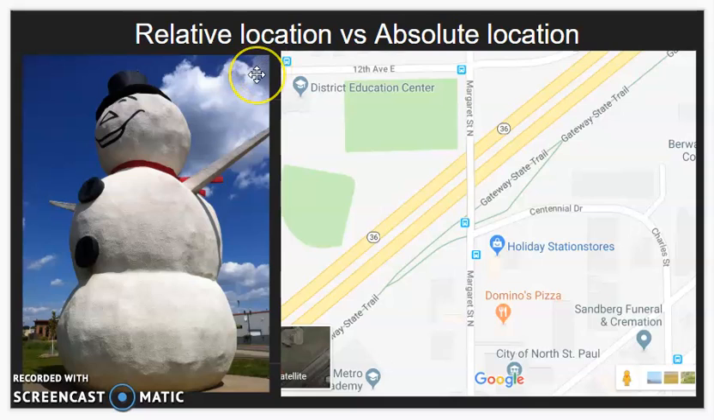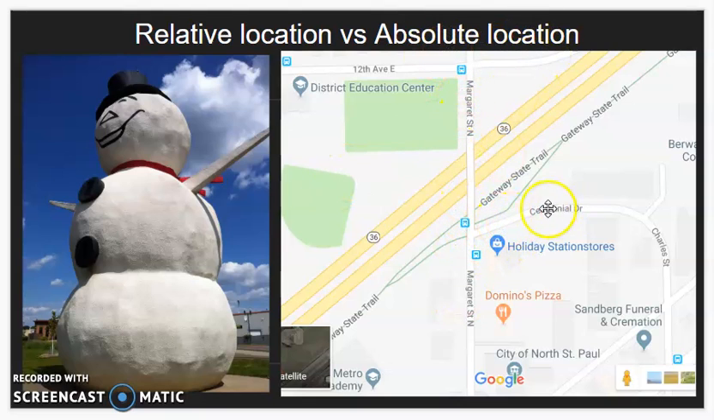In order for relative location to make sense, though, the person that you're telling has to already kind of know the area. They have to have a frame of reference. For you, it was the snowman. Now, if I were to tell you to meet me at the corner of Margaret and Centennial Drive, I'd be giving you absolute location.